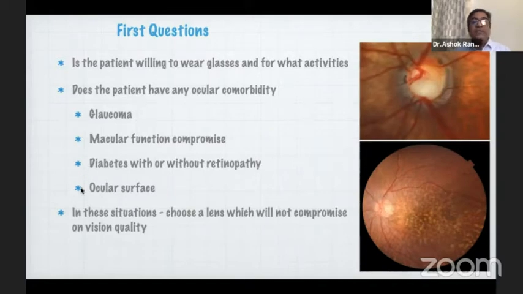The ocular surface is one thing which Dr. Mona has spoken extensively about, but I just want to reiterate that it's very important that we do not miss out on meibomian gland dysfunctions and ocular surface disorders. Treat them first before we do.